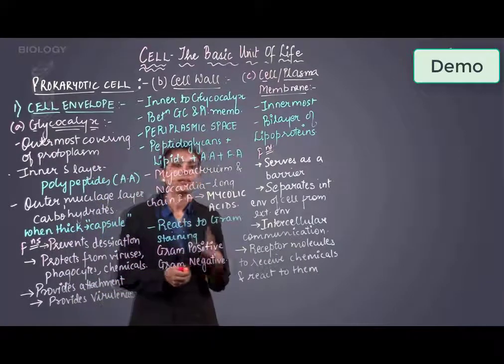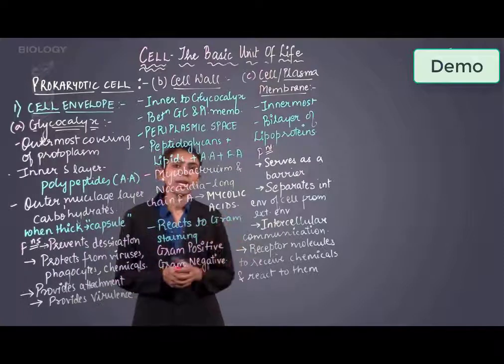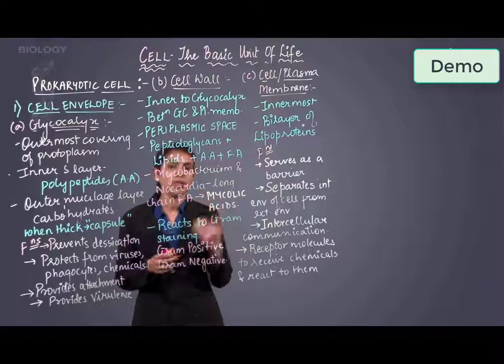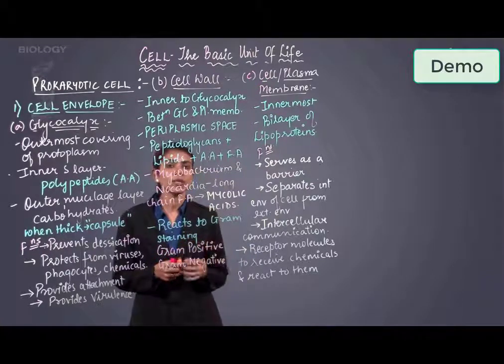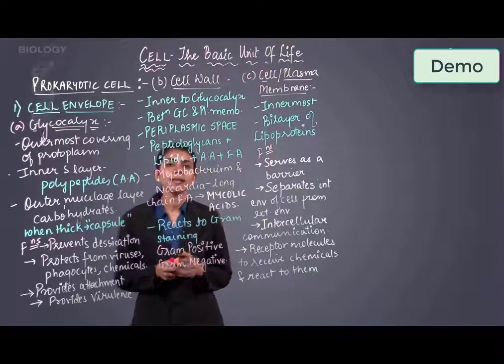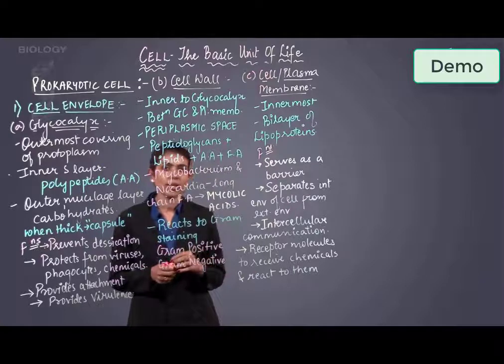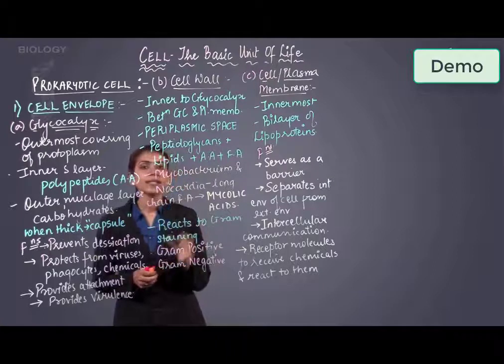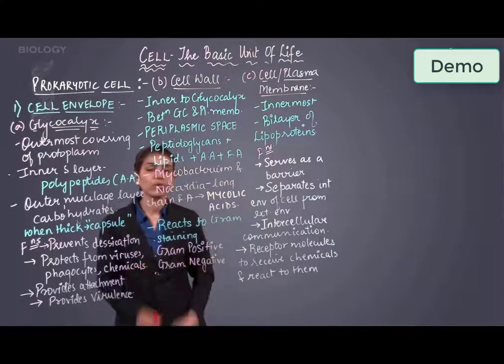Coming to the cell wall, which lies inner to the glycocalyx, and it lies between the glycocalyx and the plasma membrane. The space between the cell wall and the plasma membrane is called as the periplasmic space. The cell wall is made up of peptidoglycans and lipids, amino acids, and fatty acids. In bacteria like Mycobacterium and Nocardia, they have long-chain fatty acids which are called as mycolic acids. These mycolic acids are a component of the cell wall. Now, it is the cell wall which reacts to gram stain and indicates whether it's a gram-positive or a gram-negative bacteria.